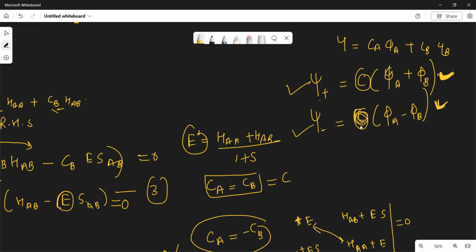Okay, so here we have completed the second part of the linear combination of atomic orbitals for the hydrogen molecular ion. Next, the normalization part, you can do by yourself. Okay, now from my side, this topic is completed.